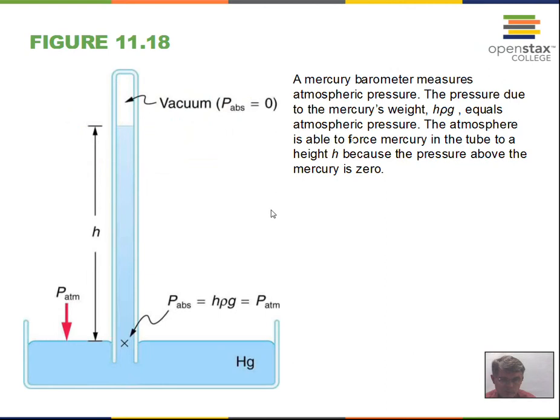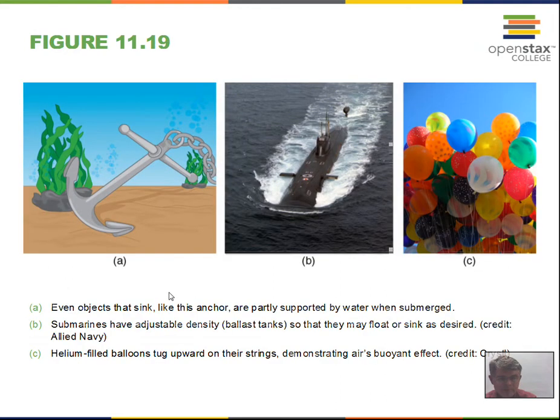How about Archimedes' principle? Why do some things sink and why do some things float? This anchor is made of iron, but it sinks. This submarine is made of iron, but it floats. What's the difference? And then balloons, they're floating. It deals with how much water is being displaced, and we'll observe that here.